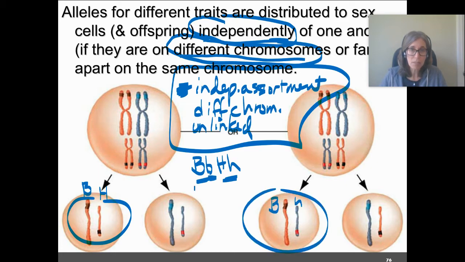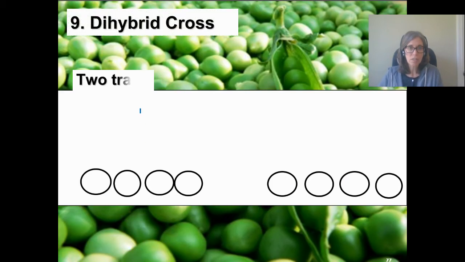Or the baby could get a little b with a big H, or they could get a little b with a little h. Any of those combinations could happen. So let's say in a dihybrid cross with two traits, we're looking at the shape of the pea and the color of the pea.